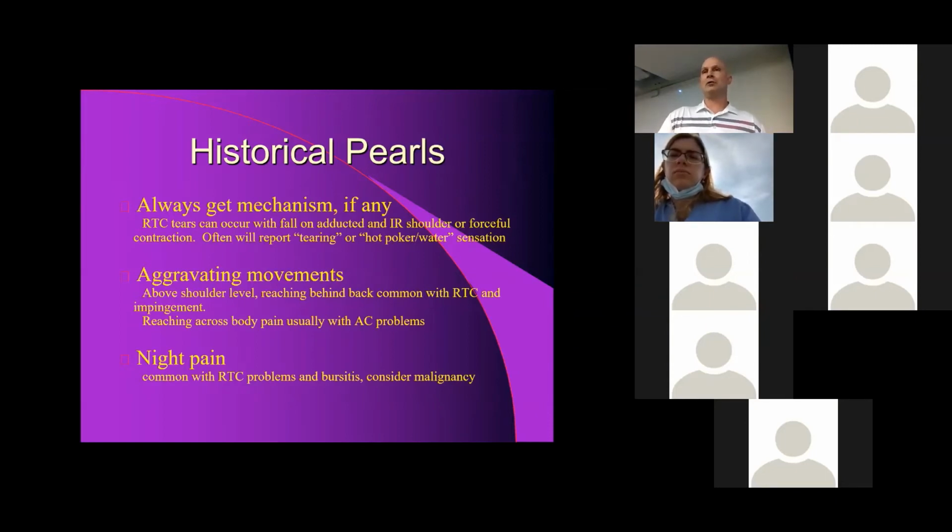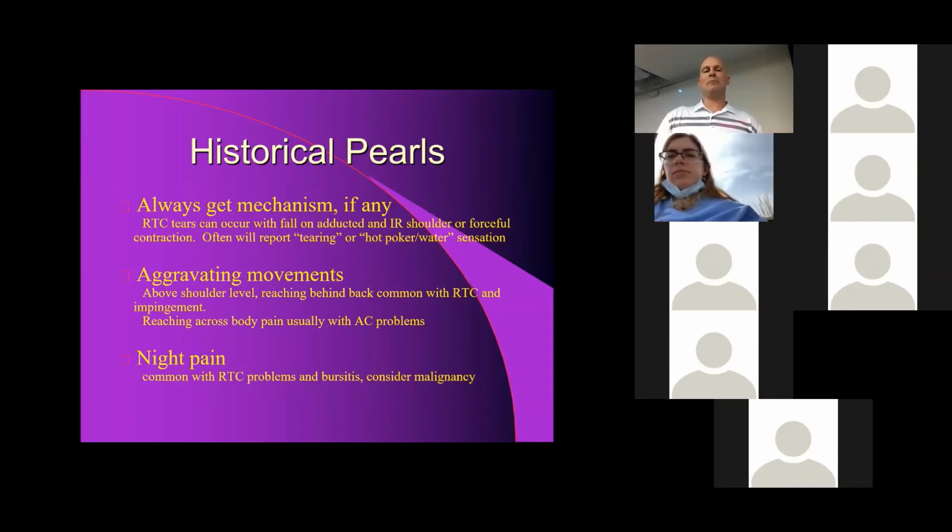Ask them what makes it worse. That's a really important question when you're trying to figure out, is this neck or shoulder? If it's like my shoulder hurts, but I can move it around and it makes no difference whatsoever, that starts to make me think, well, maybe this isn't truly the shoulder at all. This is really coming from the neck.